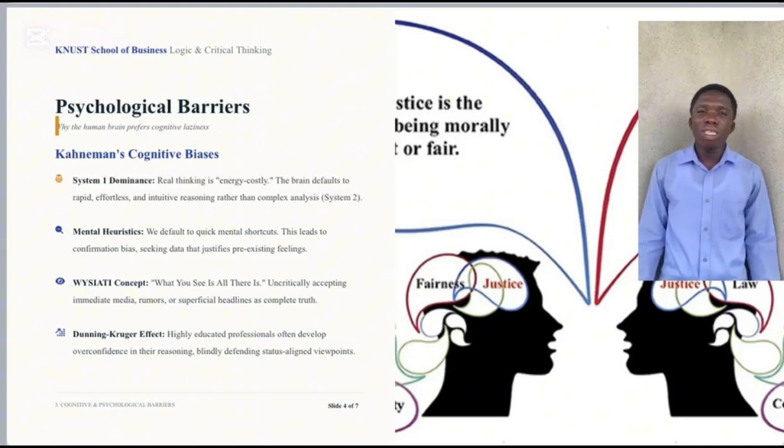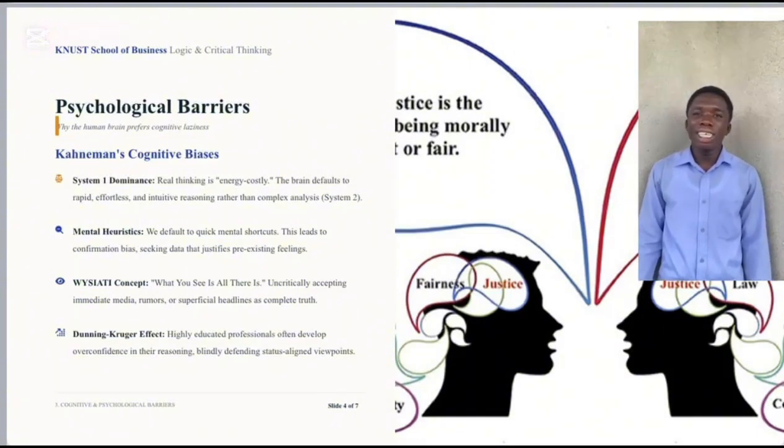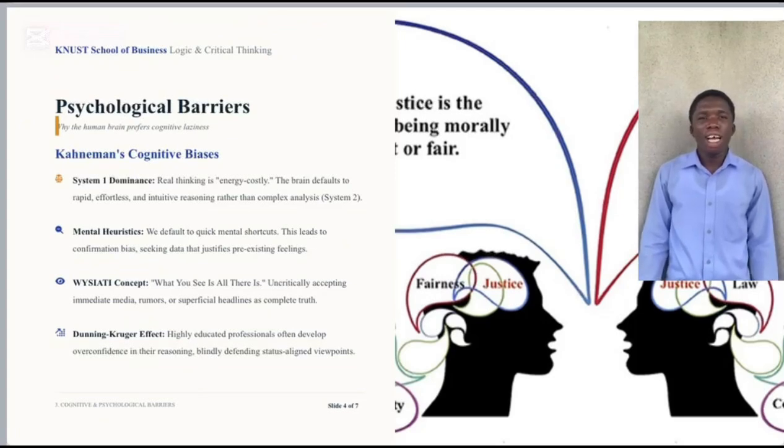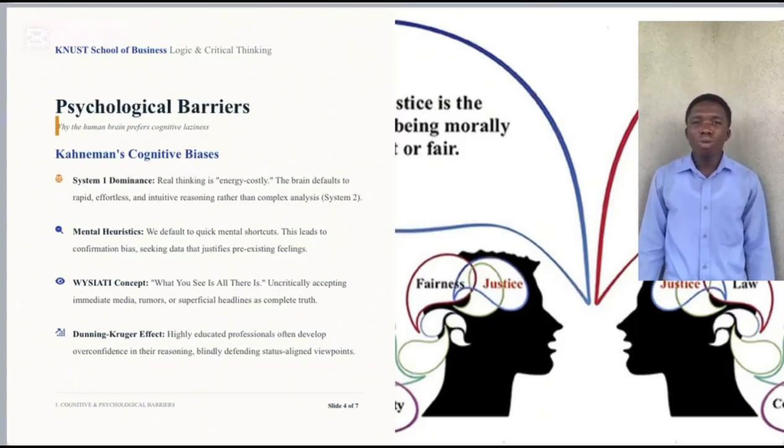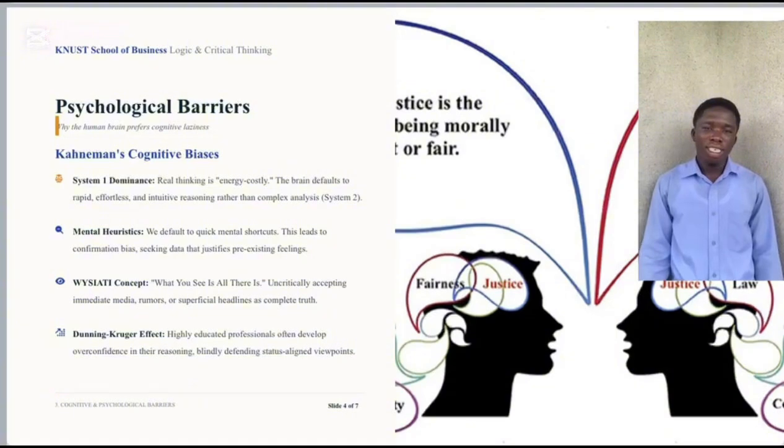And this leads to mental heuristics. We default to quick mental shortcuts. This leads to confirmation bias, seeking data that justify pre-existing feelings. So when we think fast and automatic, this will lead us to mental heuristics.